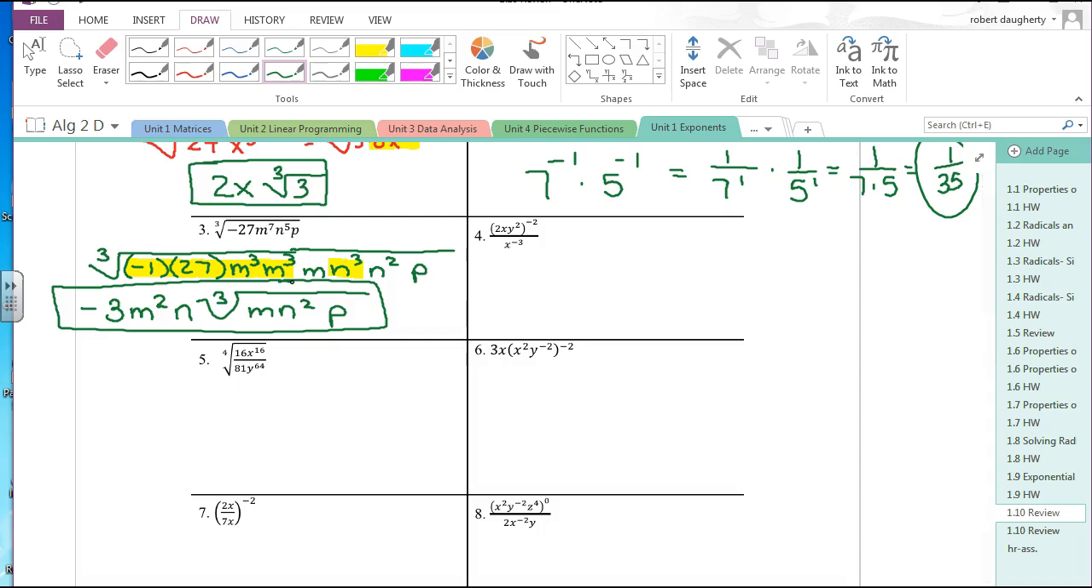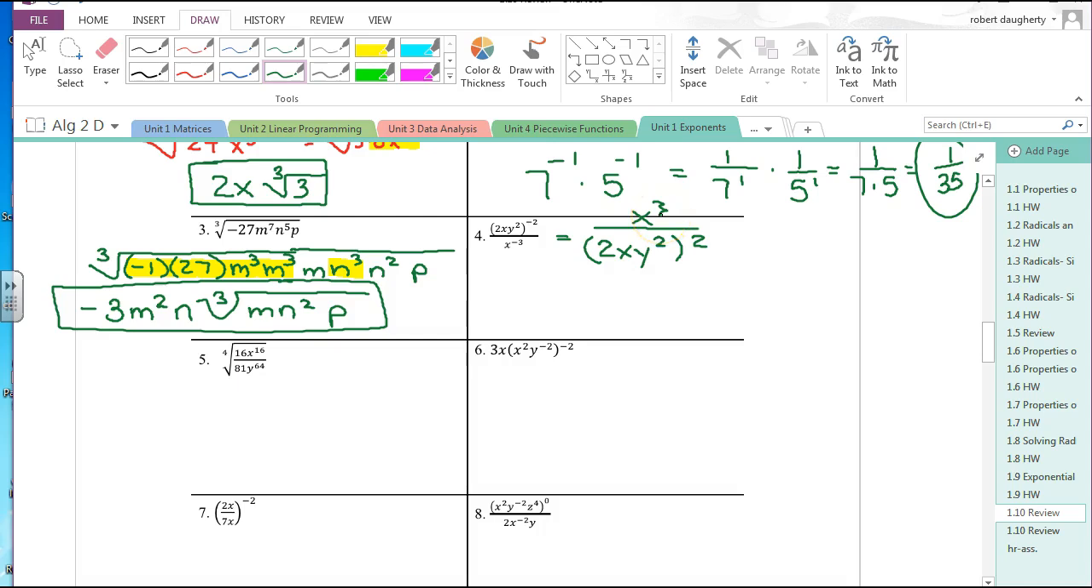Number 4, your teacher is trying to trick you with negative exponents to see if you can handle all of that. If I look at the top of the fraction that's raised to the negative 2, well, if I move that to the bottom of the fraction, that becomes a positive exponent. Similarly, if I look at the denominator, if I bring that up to the top of the fraction, that's where I get the x cubed.